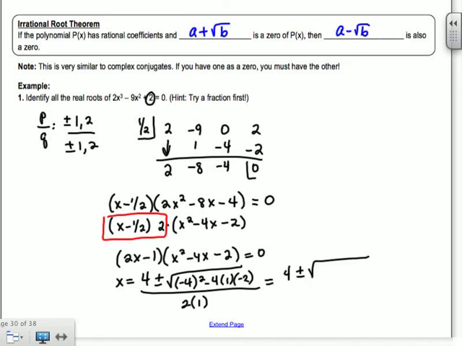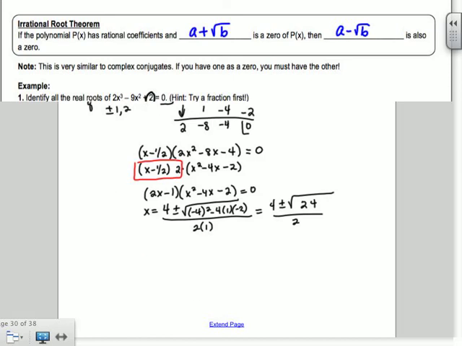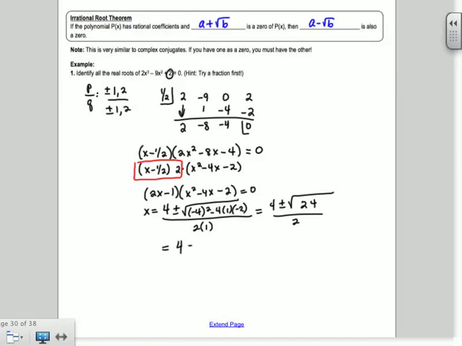So it's 4 plus or minus the square root of 16 plus 8, so 24, all over 2. So you get 4 plus or minus, the square root of 24 breaks down into 4 and 6. So square root of 4 is 2. Square root of 6, all over 2. And then the last piece is all of these numbers are divisible by 2. So we divide each one by 2, right? It's like you're bringing the 2 into both pieces. So you get 2 plus or minus square root of 6.